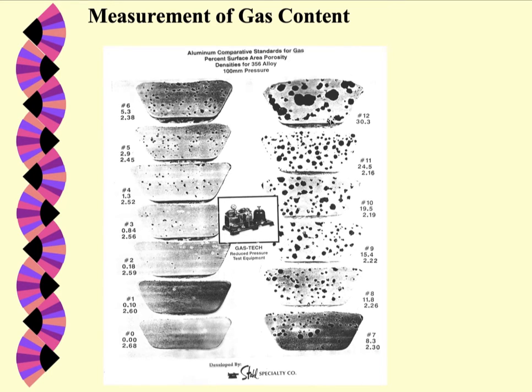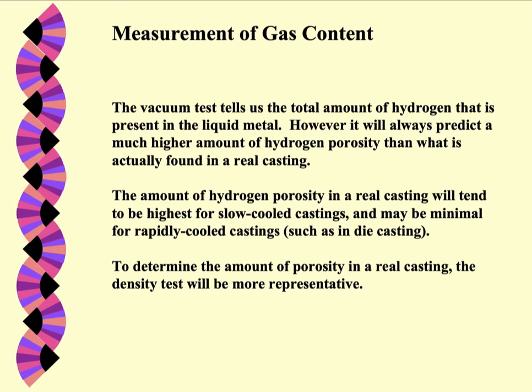Yeah, 2.3. So maybe something like these two down here, somewhere in there. Okay. And then if you don't have one of these reduced pressure testers, you just cut it in half and compare it to this chart, and it gives you an idea of what your density actually is.